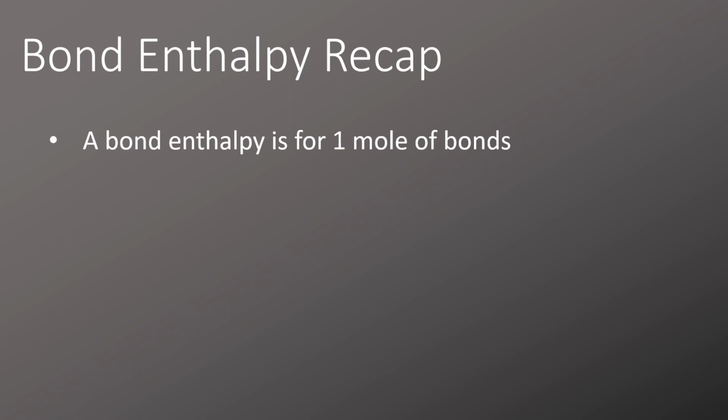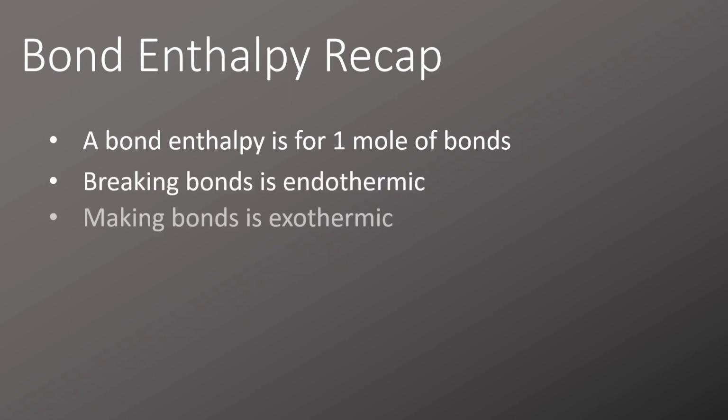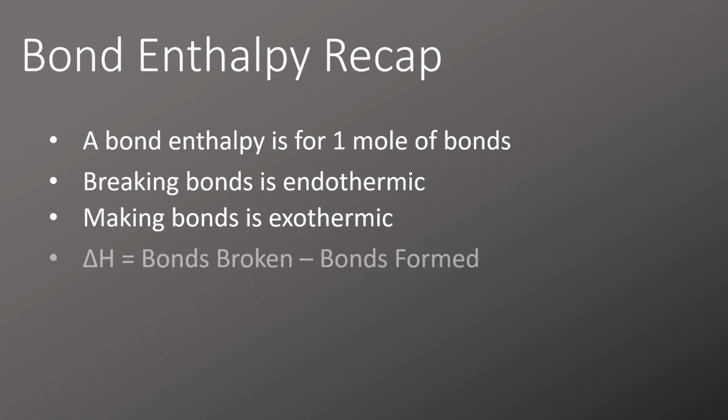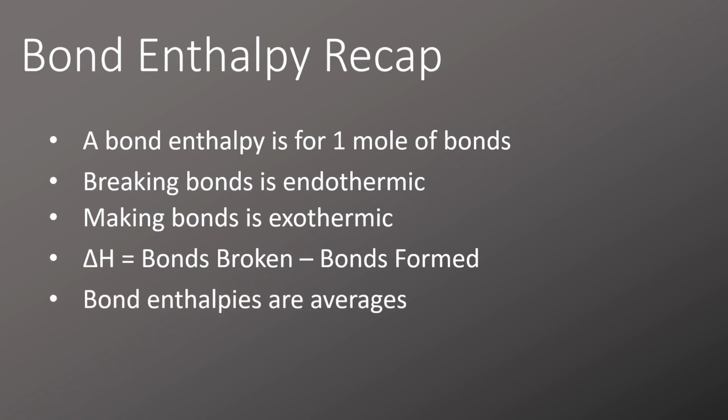So let's take a recap from today's episode. Bond enthalpy is for breaking 1 mole of bonds. Breaking bonds is an endothermic process and making bonds is an exothermic process. Delta H equals bonds broken minus bonds formed is the equation that you need to remember, and bond enthalpies are all averages. So the one that you might calculate might not be exactly the same, but it should be very close.